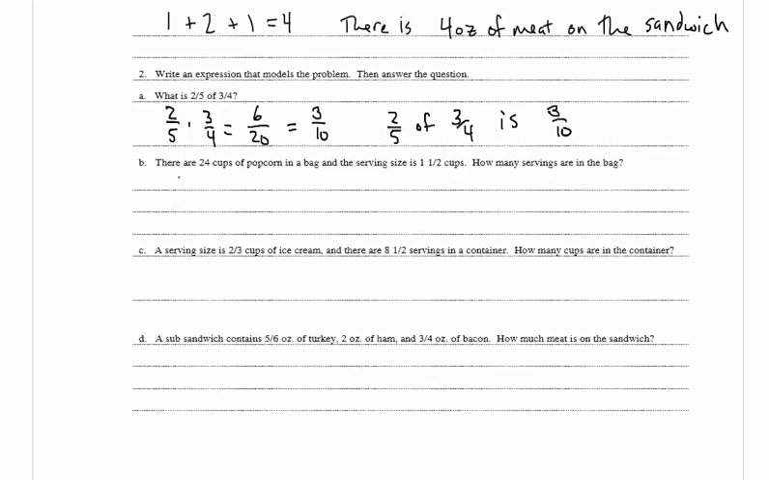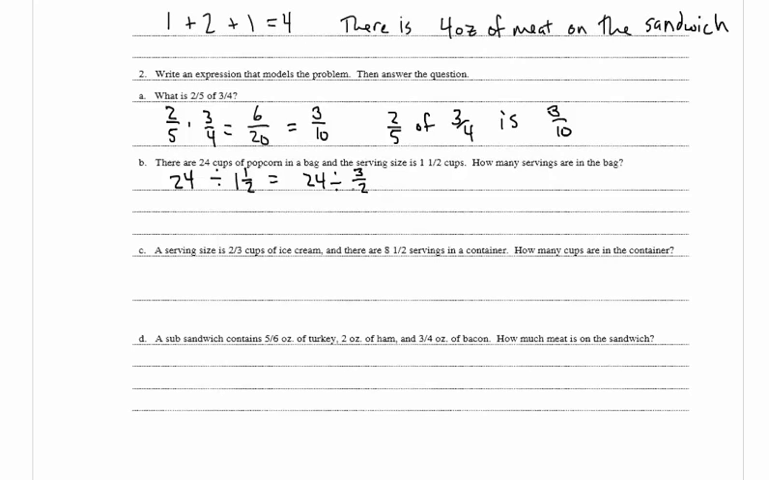In B, it says there are 24 cups of popcorn in a bag and the serving size is 1.5 cups. How many servings are in the bag? And in order to find how many servings are in the bag, we're going to divide the total cups divided by the serving size. So we're going to have 24 divided by 1 and 1/2. And whenever we have a mixed fraction, we're going to want to turn it into an improper fraction. So we're going to say that this is equal to 24 divided by 2 times 1 is 2 plus 1 is 3. So we have 3 over 2.